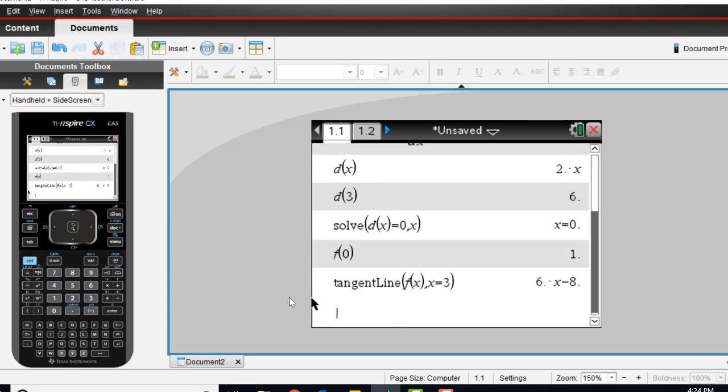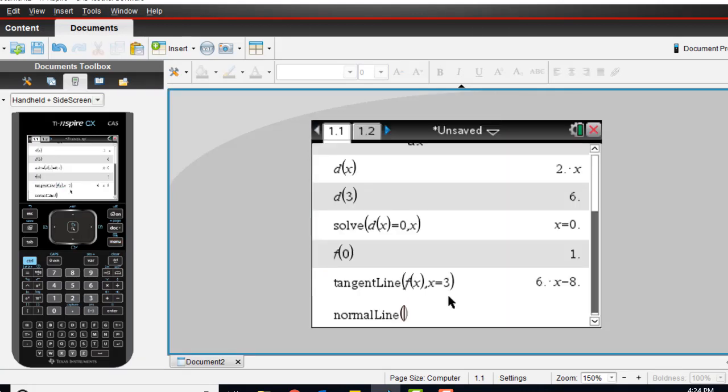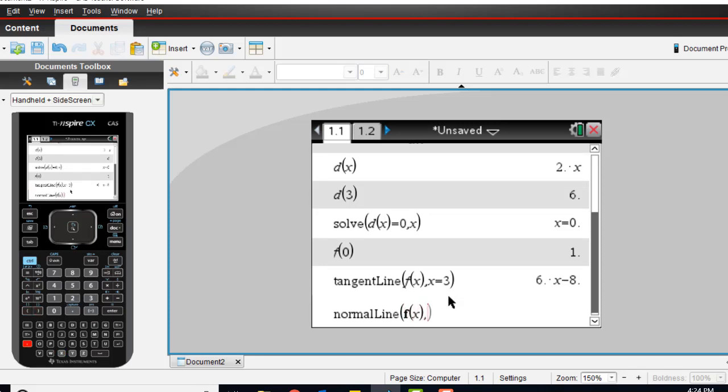Okay, we can also find the equation of the normal line, which is the line perpendicular to the tangent line, by going menu, calculus, normal. We want the normal at x equals 3. I'm expecting the derivative to be minus 1 on 6, the negative reciprocal of this one, if you know normal lines' properties with gradients.